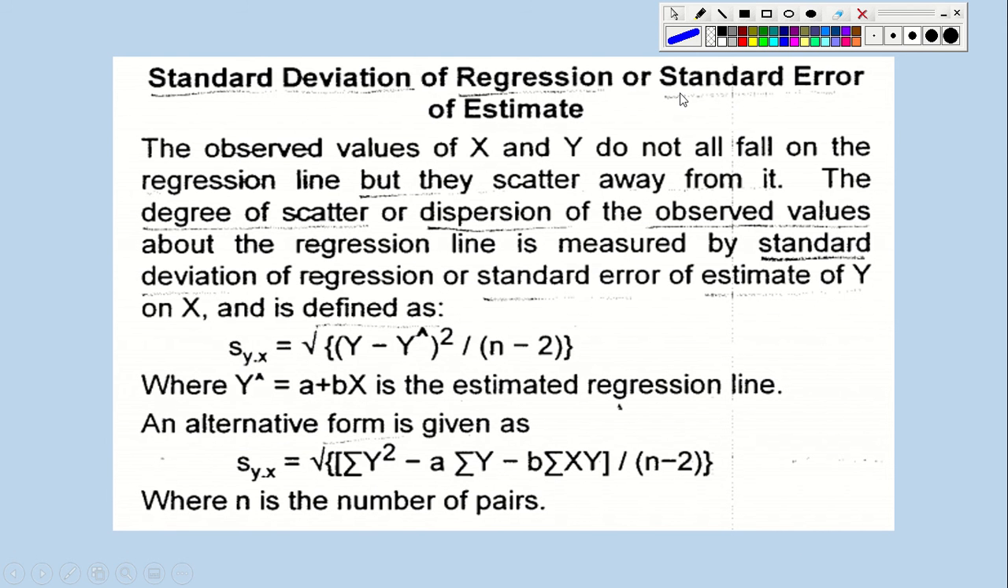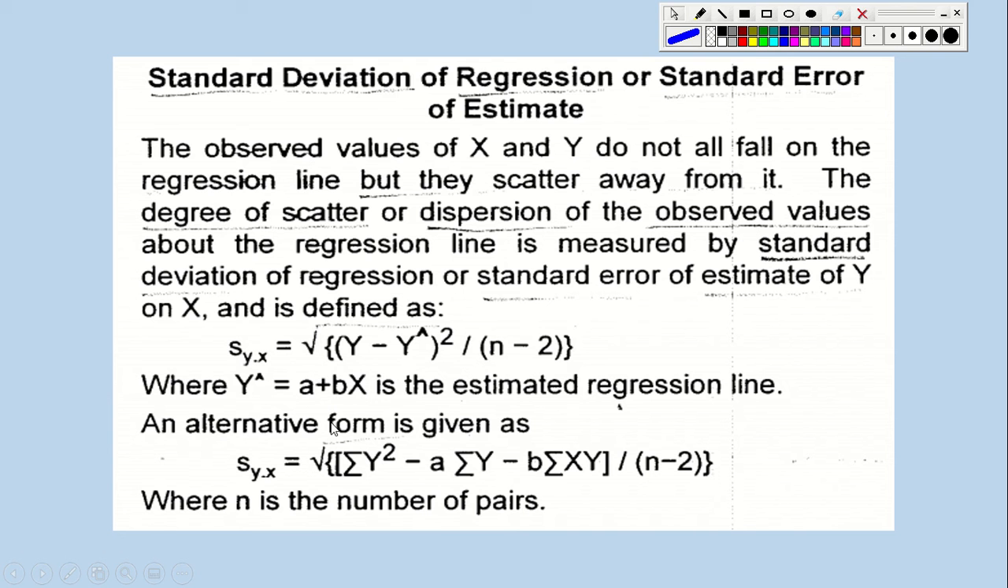Standard deviation of regression or standard error of estimate. The observed values of x and y do not all fall on the regression line, but they scatter away from it. The degree of scatter or dispersion of the observed values about the regression line is measured by the standard deviation of regression or standard error of estimate of y and x, and is defined by syx is equal to under the root y minus y hat whole square divided by n minus 2, where y hat is equal to a plus bx is the estimated regression line.